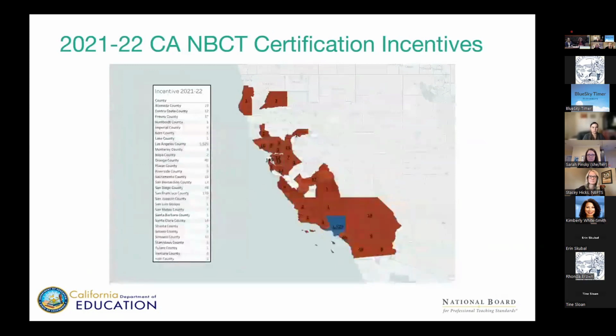So as you can see, red then goes into blue. Blue is Los Angeles County. Los Angeles Unified has one of the best incentive programs that has been in operation for many years. And so as you can see, even though they are the largest population, they still are by far the area that has the largest number of National Board certified teachers.